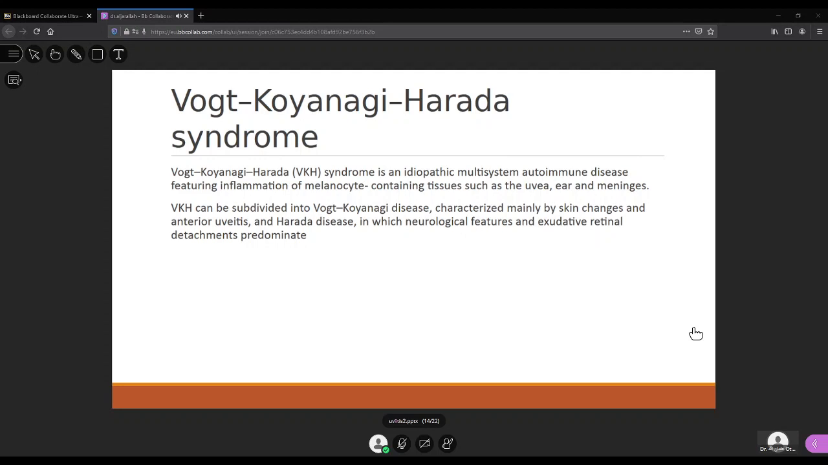You will be surprised how many patients of VKH we saw in the ophthalmology clinic. It's quite common in our society. So VKH can be subdivided into Vogt-Koyanagi disease, characterized by skin change and anterior uveitis, and Harada disease.